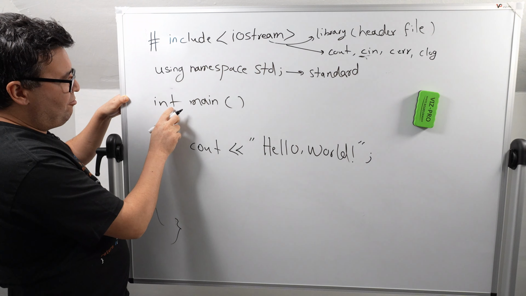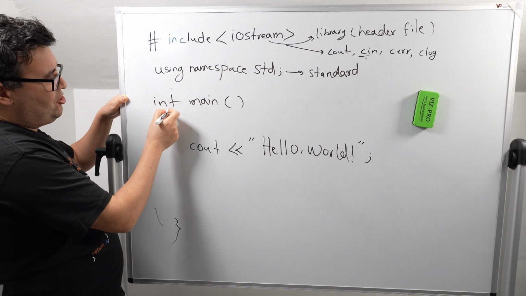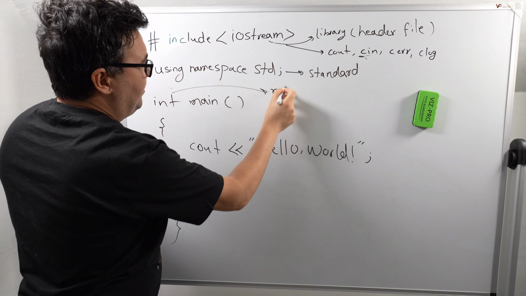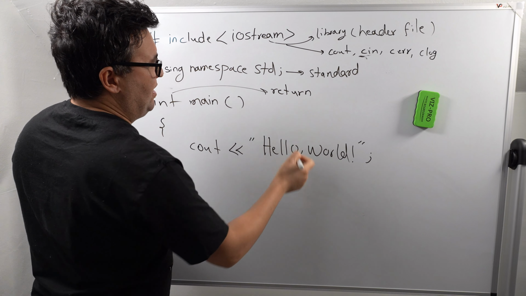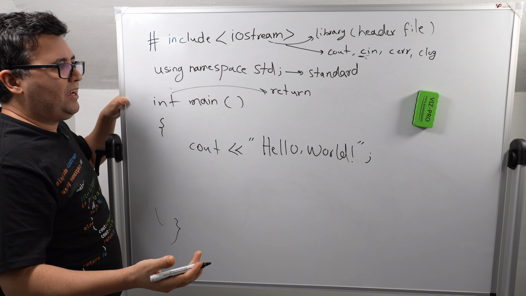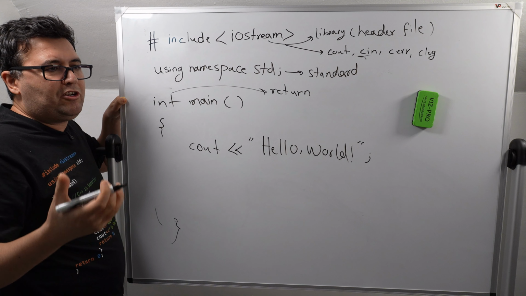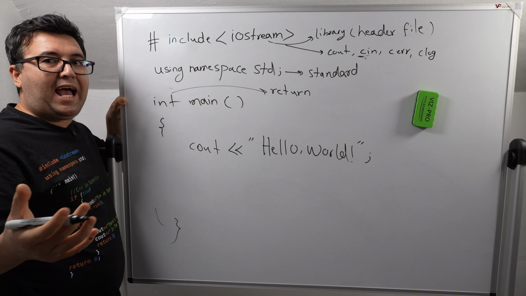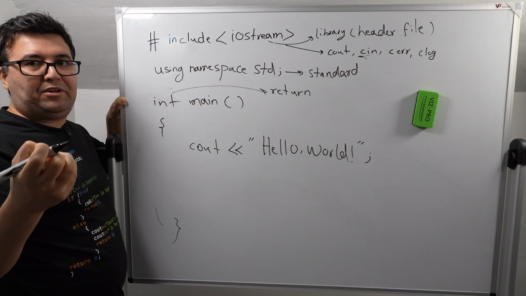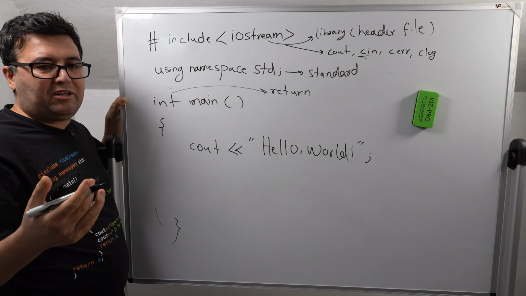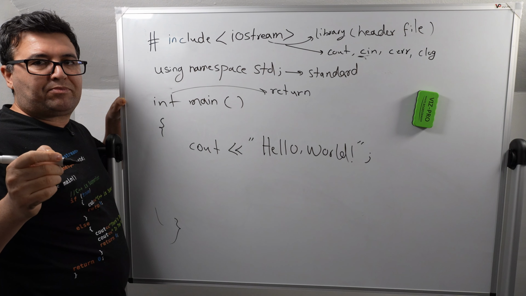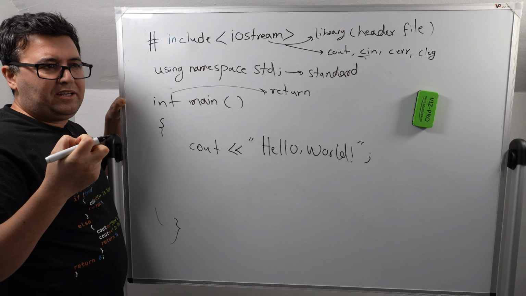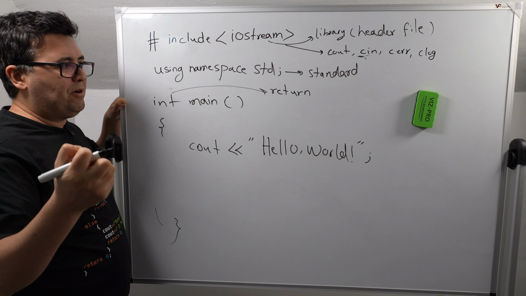Then we have our main function. The int is called a return type. Any function has a return value. Any function we write returns something to us. Like if we write a function that adds numbers together, the result of adding those numbers is an integer. If I give a function 10 plus 15, it adds those two numbers and returns the result to me, and the result is an integer number, which is 25.